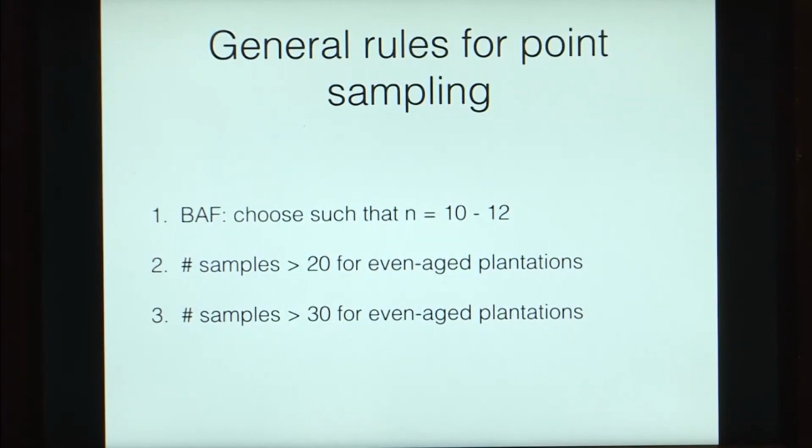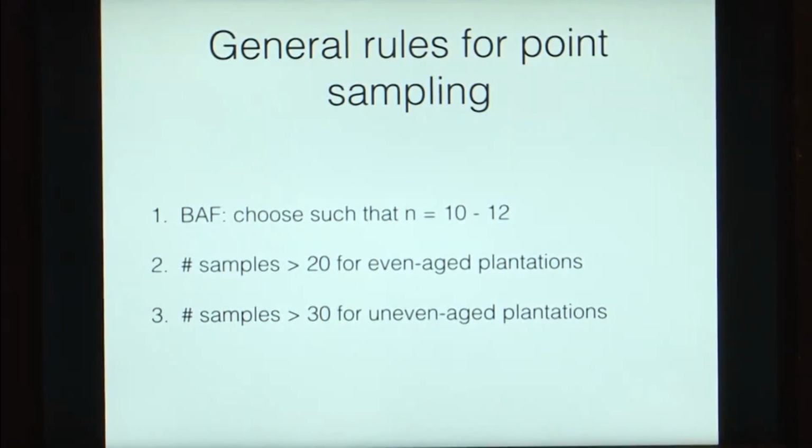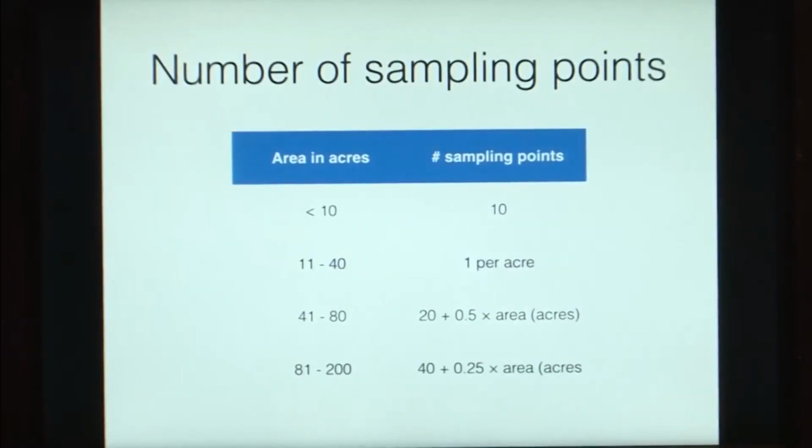10 to 12 is the most manageable number. The number of samples that we require should be greater than 20 in the case of even aged plantations, and greater than 30 for uneven aged plantations. So how many sampling points do we take?